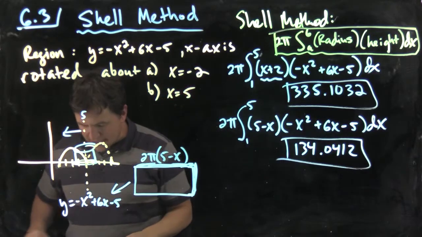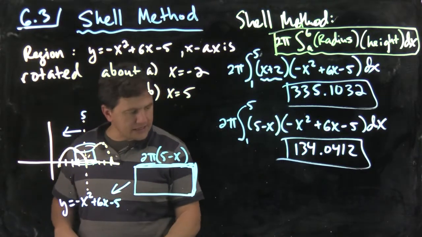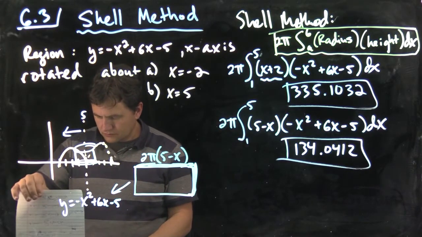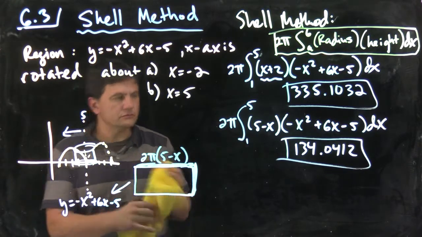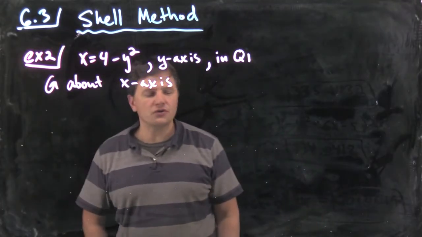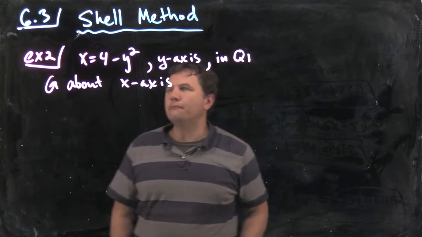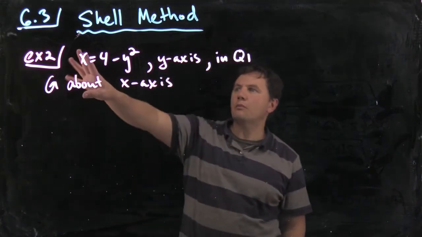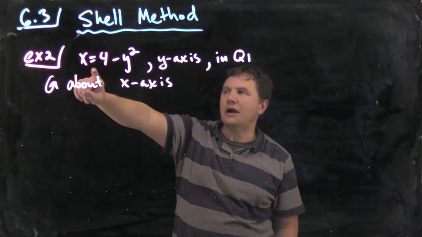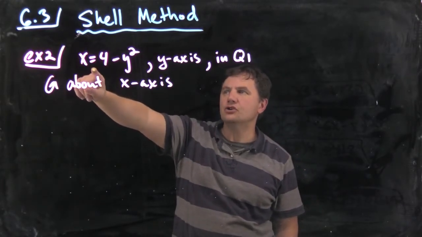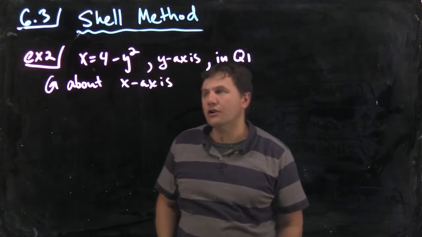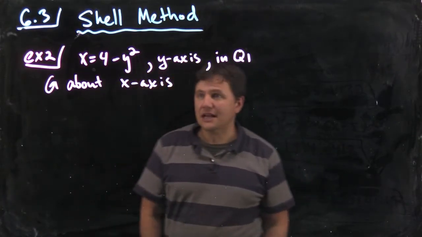Okay, let's take a look at a couple more examples here. Okay, this time we're going to do a function of y. By the way, I don't want to write all these words. I'm talking about the region that is bounded by the function of y, x equals 4 minus y squared, the y-axis, and I'm talking in the first quadrant, and I want to rotate that about the x-axis.